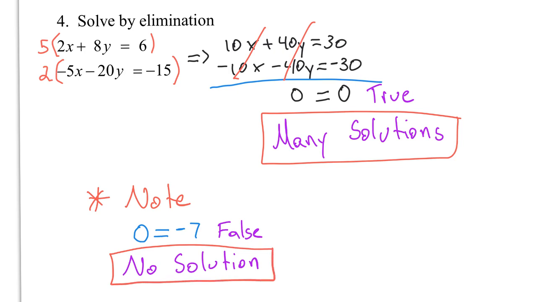Let me just review with you guys again. If the variables cancel, the x and the y cancel, and you have a true statement, doesn't matter what numbers they are, but it is true, it is many solutions. And if, let's say you do the work, the x and the y cancel, and you get a false statement, doesn't matter the numbers, but it's false, it will be no solution.